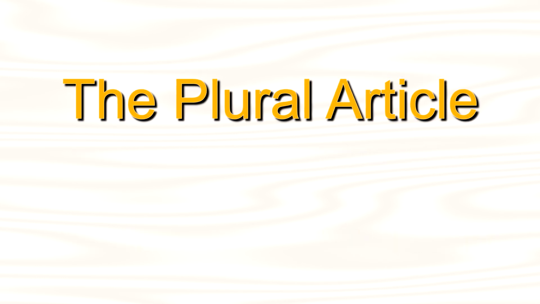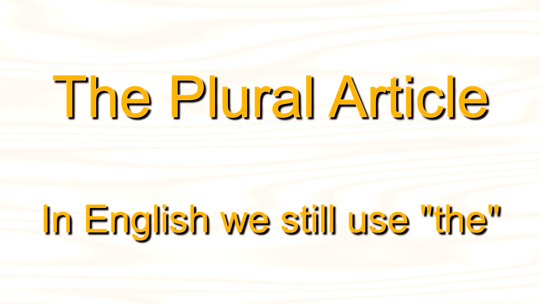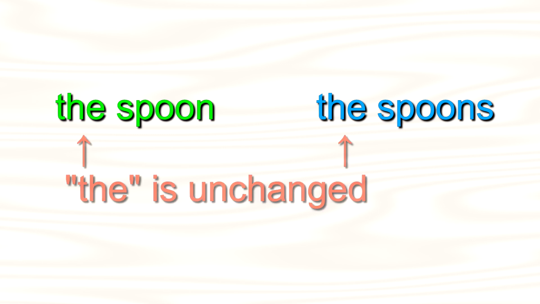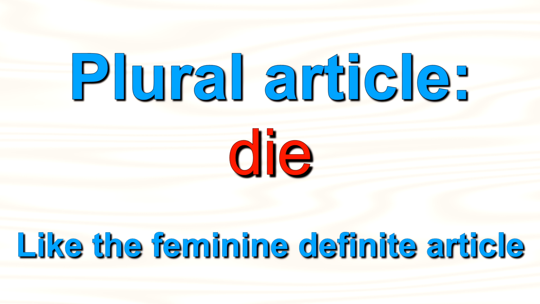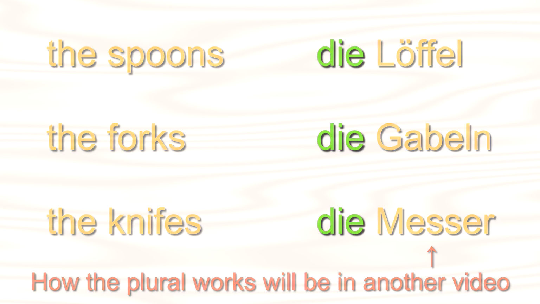We have just one more article today, and that is the one that is used in the plural form. In English, when we speak about things in the plural, we still use the. For example, the spoon, but also the spoons. The doesn't change. In German, the plural article is die, the same one used for the feminine nouns in the singular. Let's go back to our example words and change them into the plural. Die Löffel, die Gabeln, and die Messer. There are also other articles in different sentence cases, but we will have to leave those for another time.